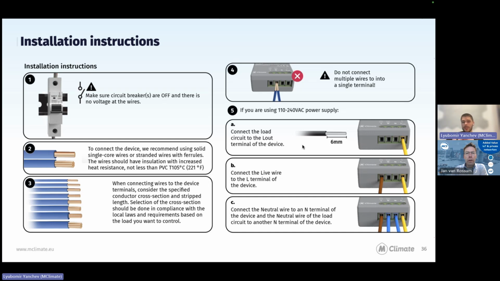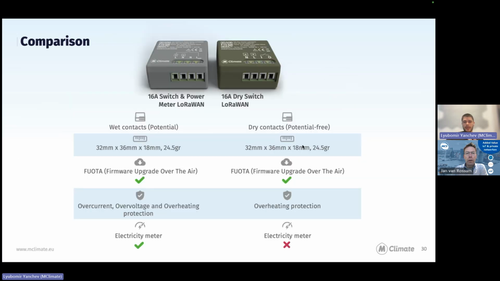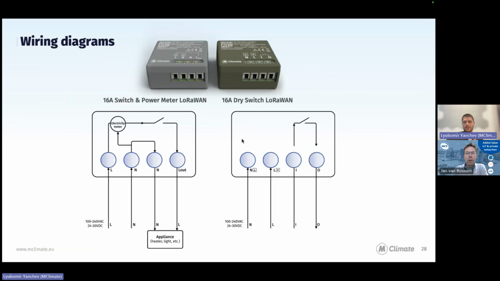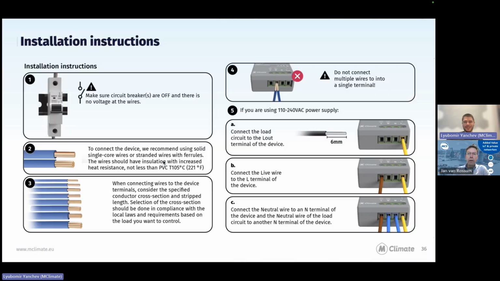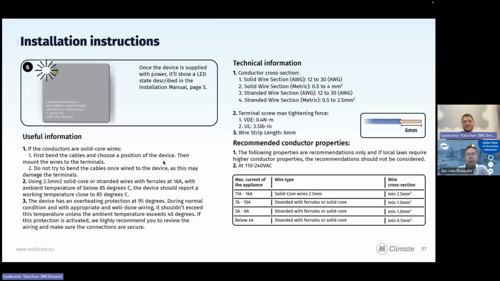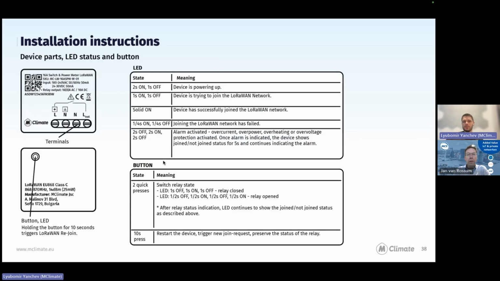Second, don't put 2 cables into one terminal. I'm going to go a little bit back to this slide. Here on the 16 ASPM, you can see we've put 2 terminals just for easier wiring. They're the same, they're both N, but essentially don't put 2 cables into the same terminal, because we don't support this. Here I wanted to show that the products have a button. If you hold it, you trigger a rejoin to the LoRaWAN network. If you click it 2 times, it switches the state of the relay.